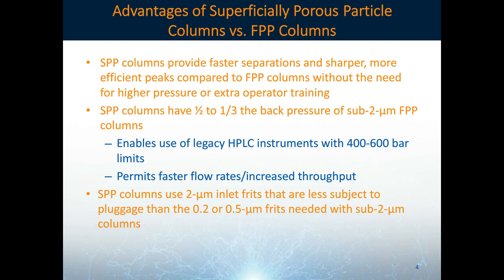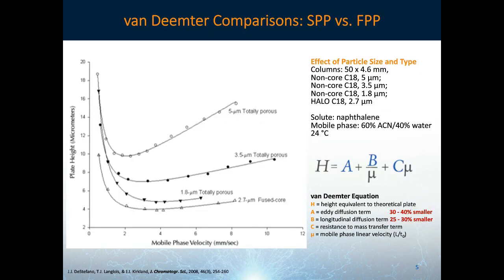So here I have some Van Deemter comparisons of SPP versus FPP particles. If you direct your attention to the middle of the right-hand side, you have the Van Deemter equation, where H is the height equivalent to a theoretical plate, A is the eddy diffusion term, which is 30 to 40% smaller for the fused core particle columns, B is the longitudinal diffusion term, which is 25 to 30% smaller, C is the resistance to mass transfer term, and mu is the mobile phase linear velocity.